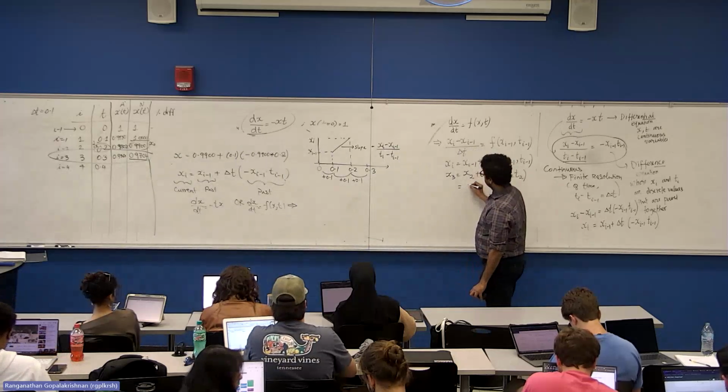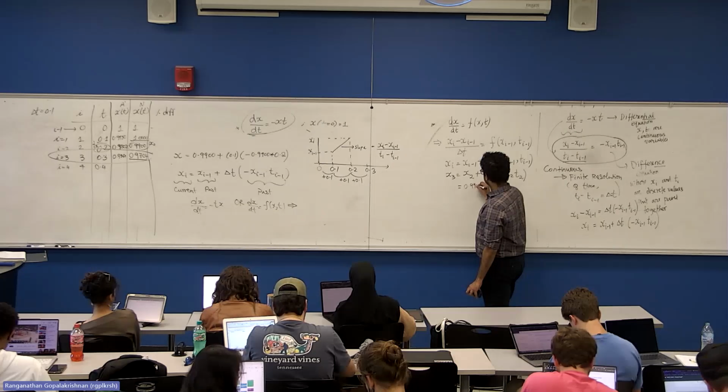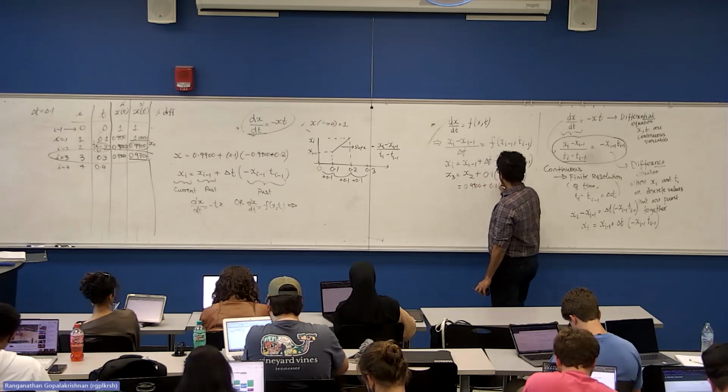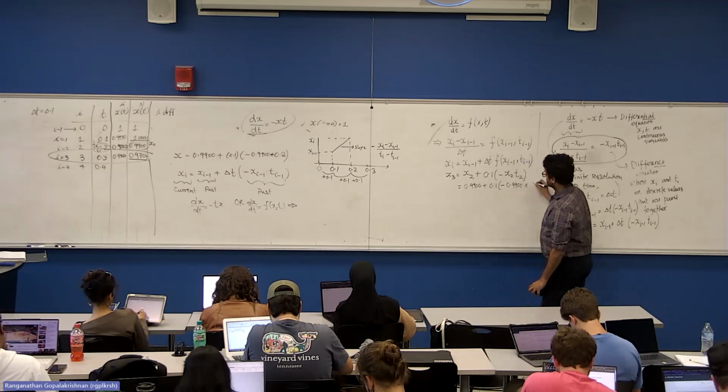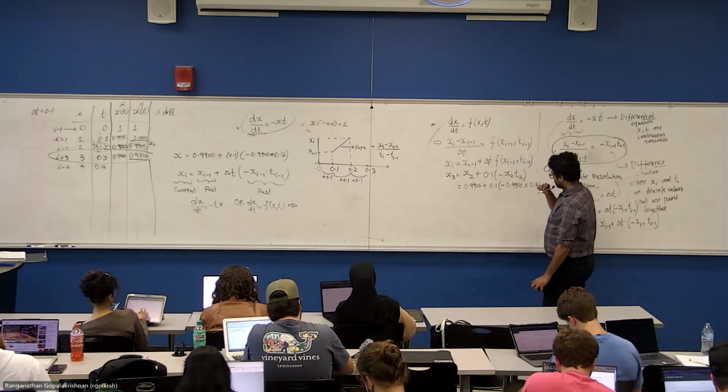X2 is 0.9900 plus 0.1 times negative 0.9900 times 0.2. Shall we do this?